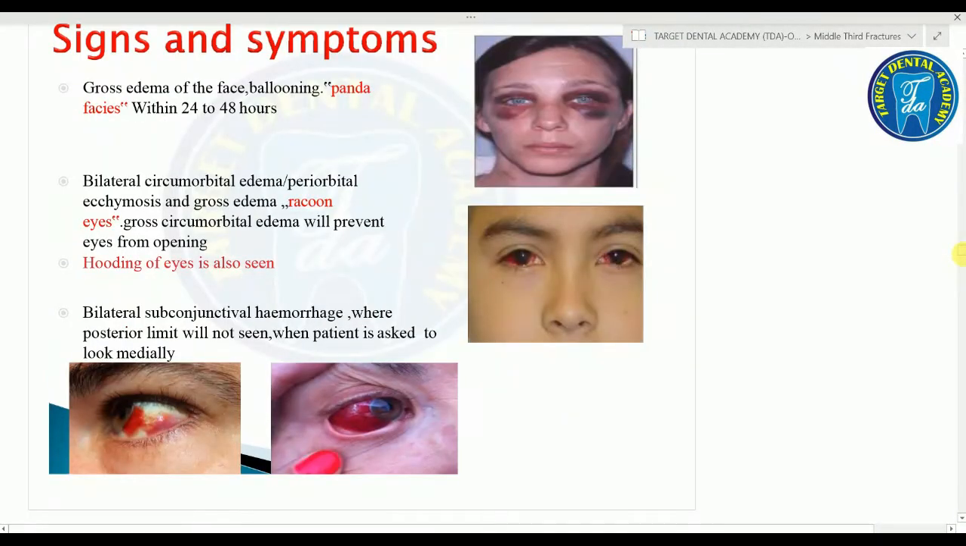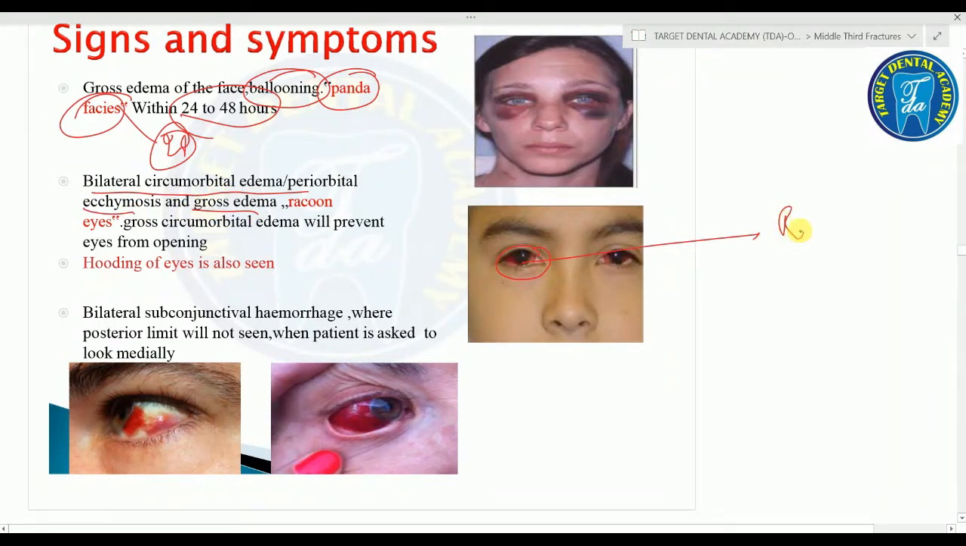Coming on to the signs and symptoms, there is gross edema and ballooning of the face, which is called the panda face. Important. The gross edema occurs within 24 to 48 hours of the injury, and in this you can see bilateral circumorbital edema and ecchymosis, and the differentiating feature is raccoon eyes.